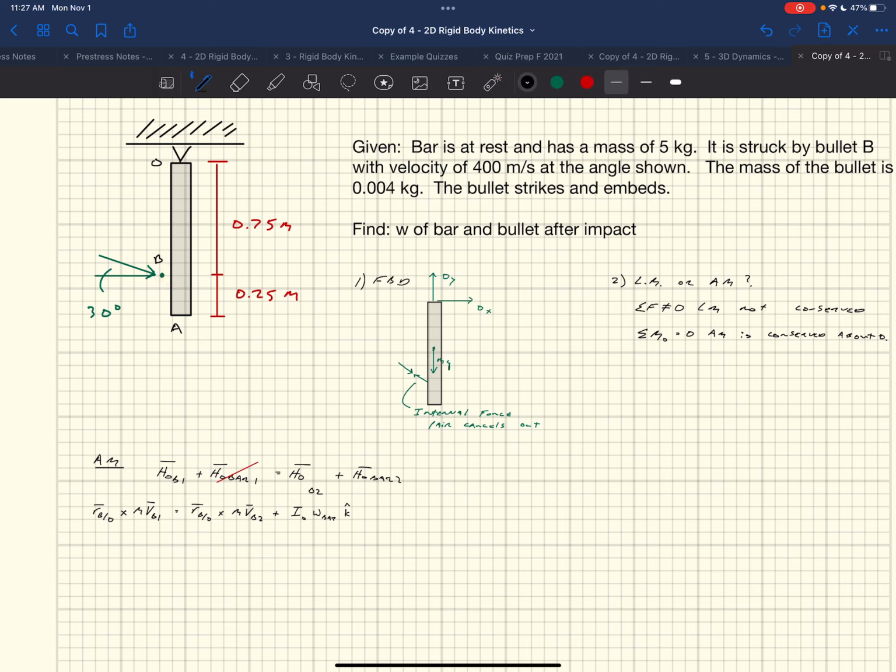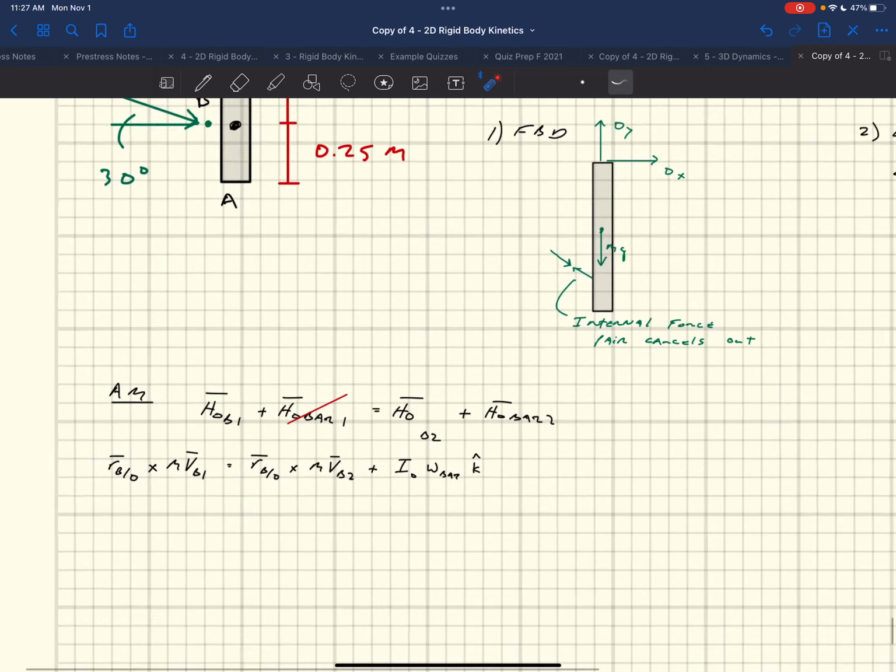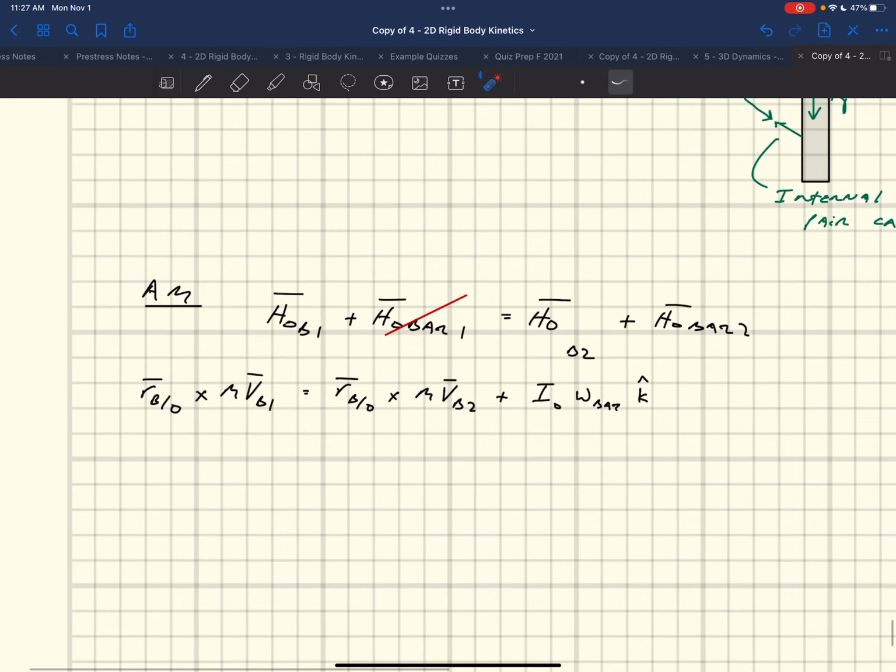You can redraw that in the middle here if you want. So I need to figure out that moment arm. That moment arm is from here down to there. R_B as seen from O is going to be negative 0.75 in the j direction.